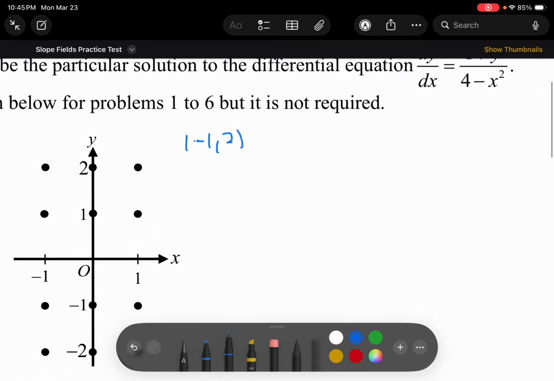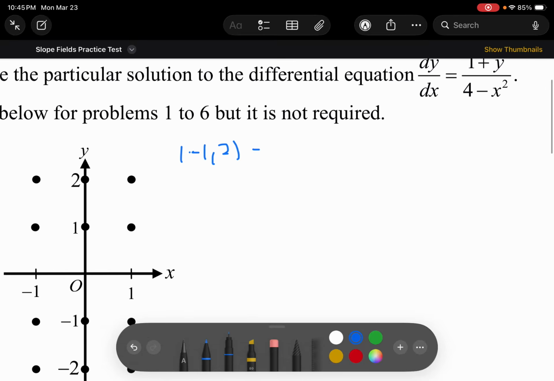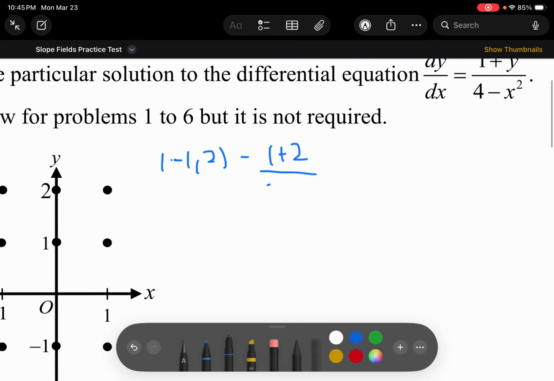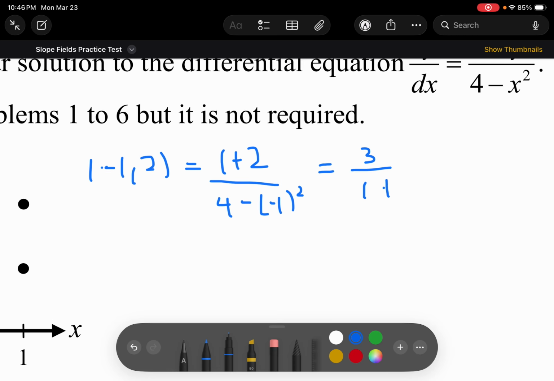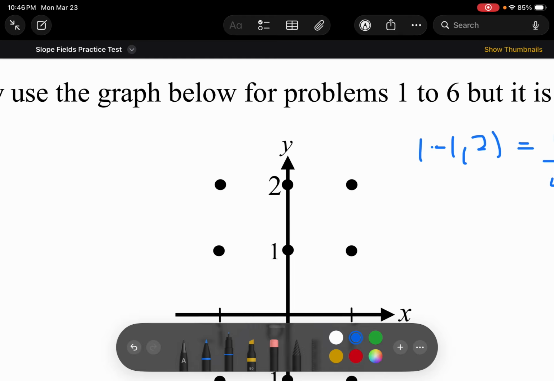Now we're going to plug it in. It's going to be 1 plus 2 over 4 minus x squared, which is -1 squared. So it's going to be 3 over 4 minus 1, which is 3 over 3, which is 1. So it should be a slope of 1. It should look something like that.